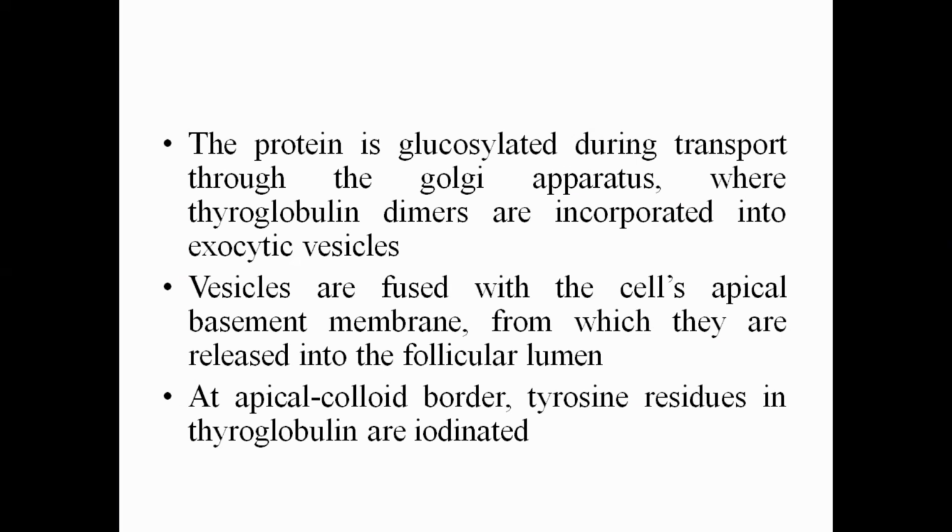So after formation of these dimers, these vesicles, which contain dimer thyroglobulin, are fused with the cell's apical membrane, from which they are released into the follicular lumen. And in the follicular lumen, iodine binds with the tyrosine residues of this thyroglobulin to synthesize the thyroid hormones, that is T4 and T3. So you can see this on this figure also.